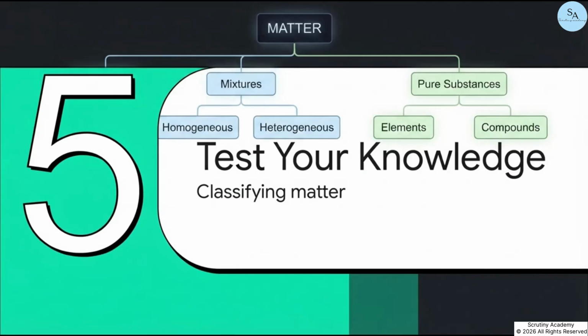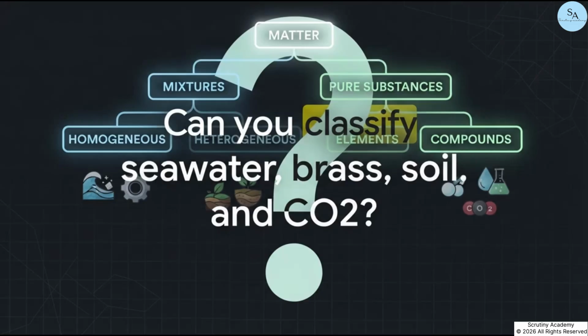And finally, Section 5, test your knowledge. Let's see how well you can classify matter. Okay, we've built out the entire map. You've seen the definitions, you know the rules, and you've seen the exam traps. Now it's time to put this brand new classification tree to the ultimate test. I want you to actively practice classifying these 5 specific items: seawater, brass, distilled water, soil, and carbon dioxide gas.